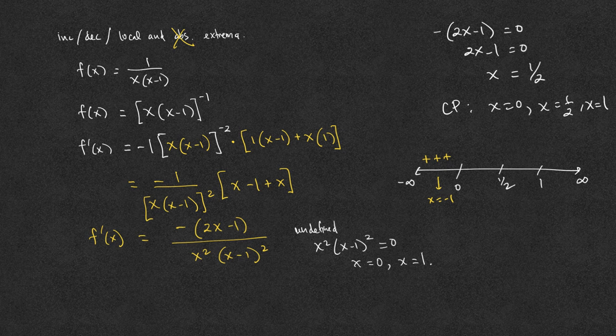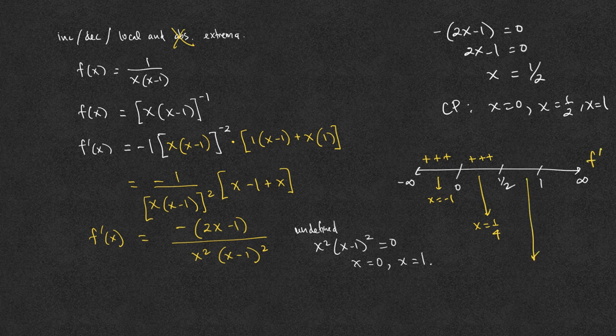We then move on to the next interval, where we pick a number between 0 and 1/2, x equals 1 over 4, for example. We plug x equals 1 over 4 into the numerator. Remember that we do not need to check the denominator in this case. 2 times 1 over 4 is 1/2. 1/2 minus 1 is -1/2. The negative in front makes it positive. And so f prime is positive in this interval. This is the sign of f prime only.